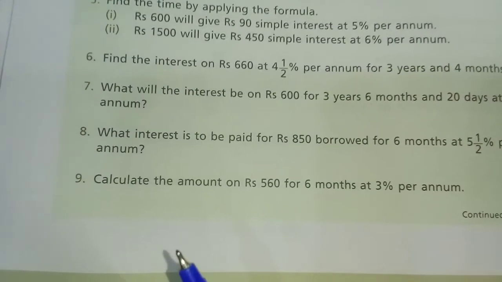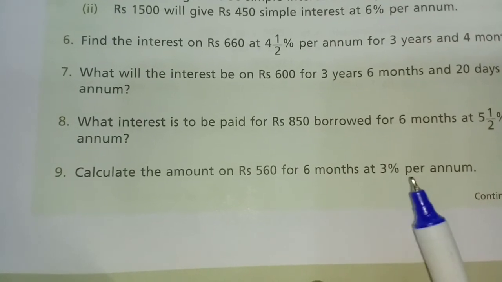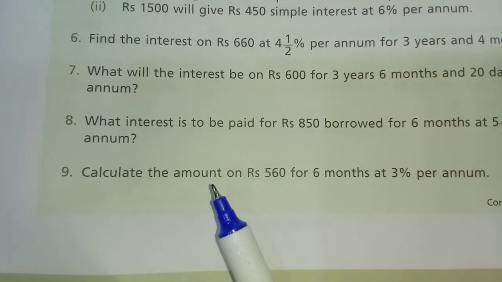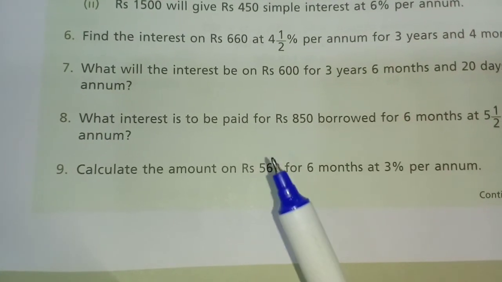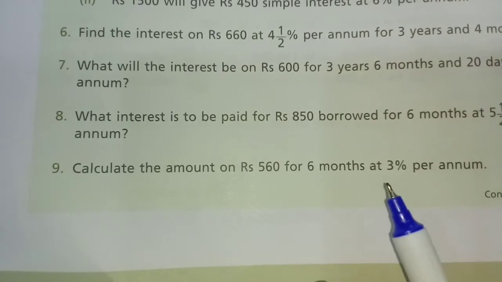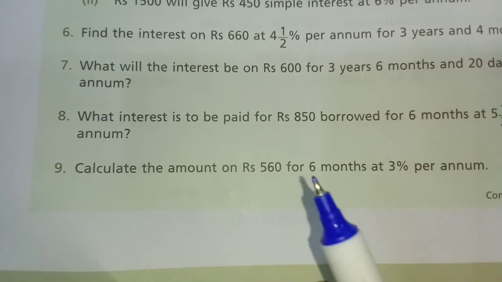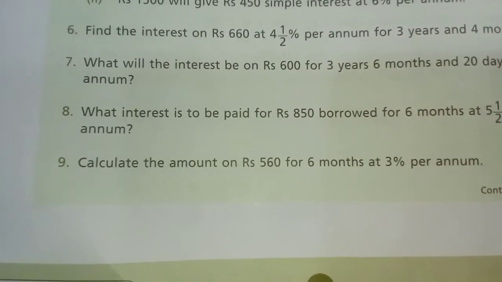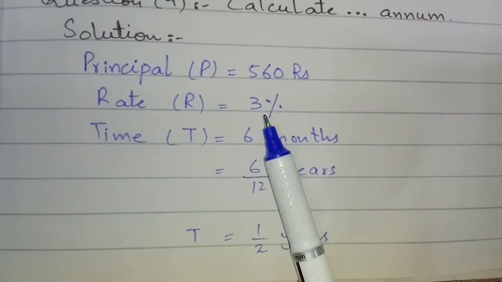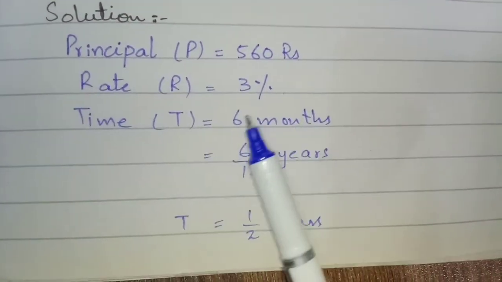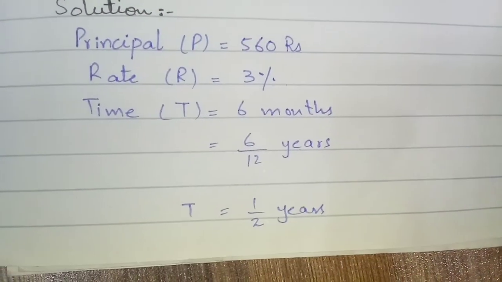Okay, the last question of this lecture is question number 9. Calculate the amount on rupees 560 for 6 months at 3% per annum. Calculate the amount means we have to find the A, and A is equal to P plus I. So P is given in the question, that is 560, but interest is not given. So first of all we have to find the interest, then we have to add principal and interest to get the amount. So principal is given in the question, that is 560 rupees. Rate is given, 3%. Time is given, 6 months. We have to convert months into years. We have to divide 6 by 12. We get t is equal to 1/2 years.